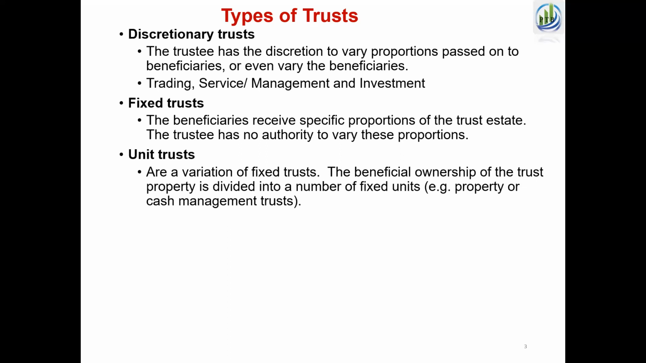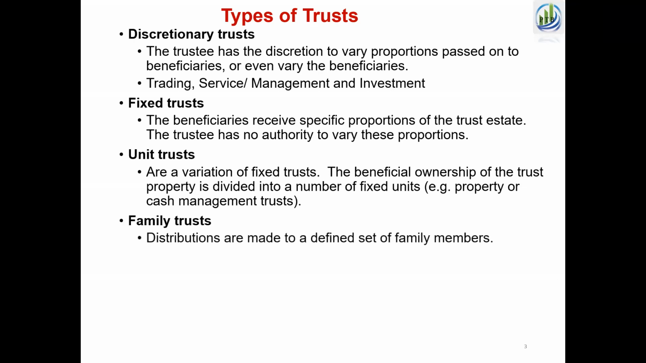Some trust deeds will very clearly say you can only sell the units between the family members. You cannot sell it outside of the family. So in that case, it is a restricted unit trust. If it says you can sell it to anyone, it's an open unit trust, open to anyone, right? Family trust. So this is very famous.